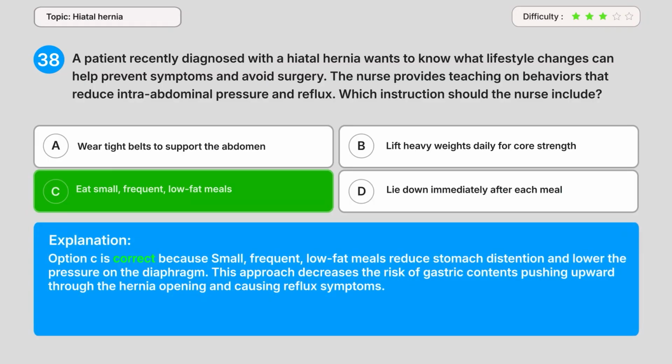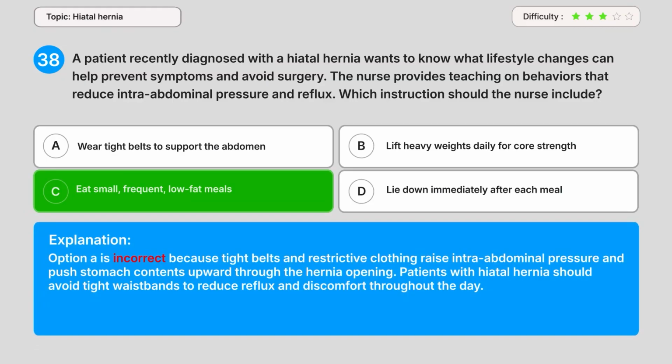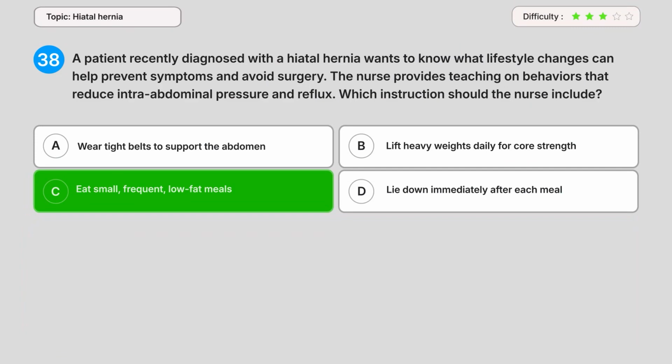Small, frequent, low-fat meals reduce stomach distension and lower the pressure on the diaphragm. This approach decreases the risk of gastric contents pushing upward through the hernia opening and causing reflux symptoms. Option A is incorrect because tight belts and restrictive clothing raise intra-abdominal pressure and push stomach contents upward through the hernia opening. Patients with hiatal hernia should avoid tight waistbands to reduce reflux and discomfort throughout the day.